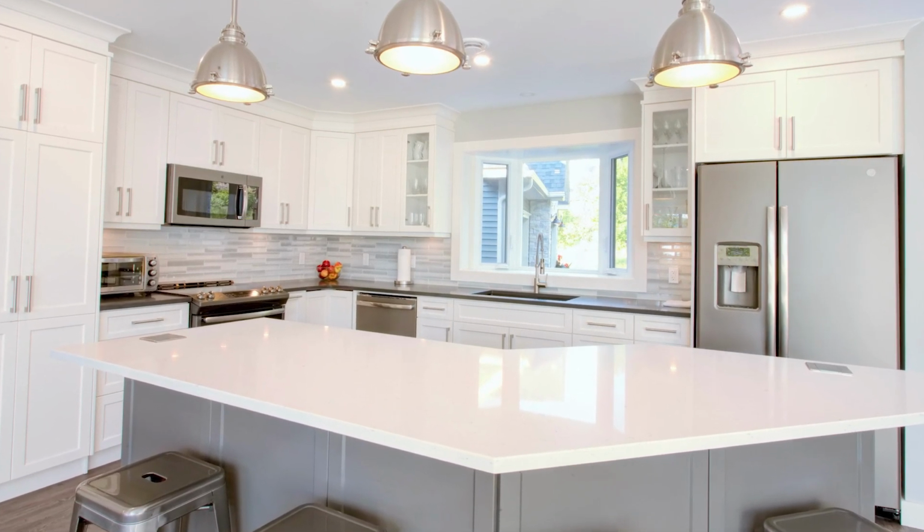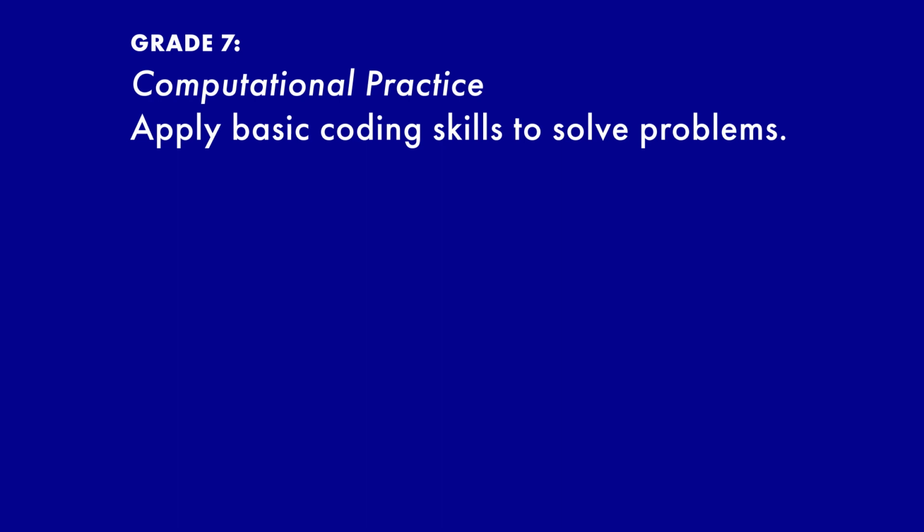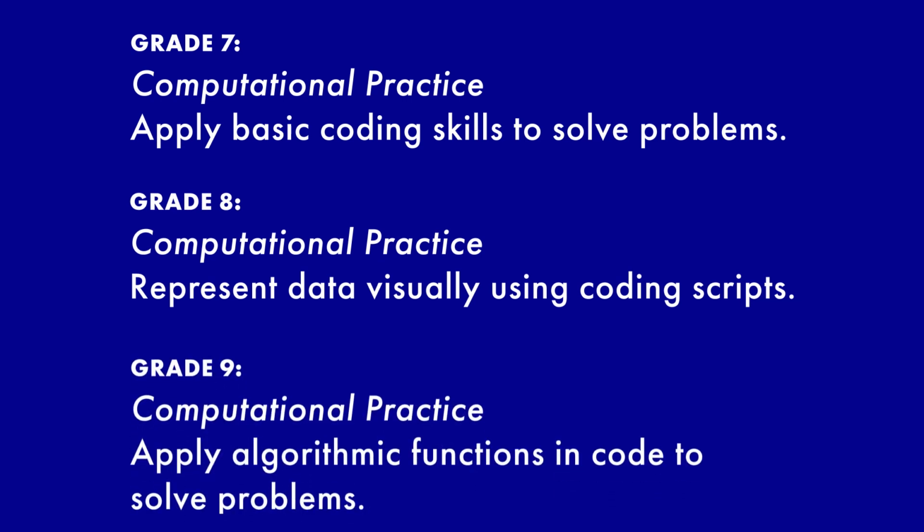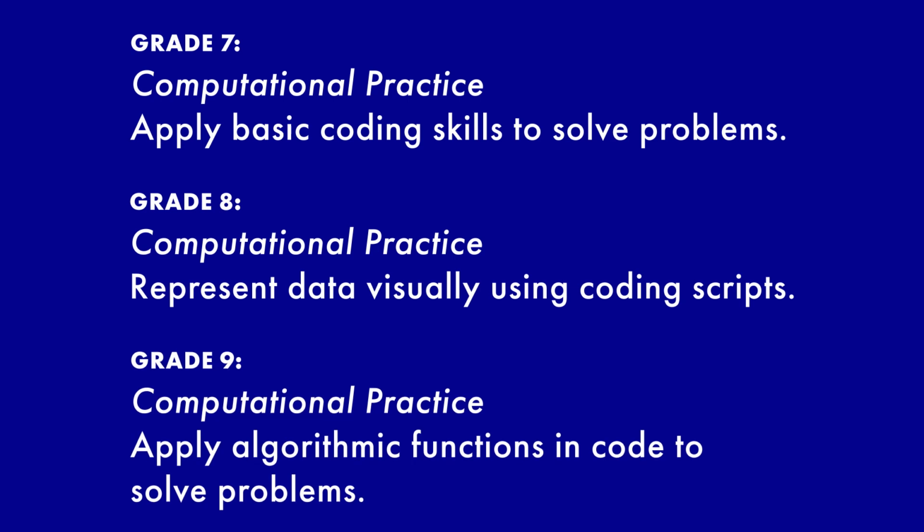Some examples of relevant curriculum outcomes include Grade 7, Computational Practice: apply basic coding skills to solve problems. Grade 8, Computational Practice: represent data visually using coding scripts. Grade 9, Computational Practice: apply algorithmic functions in code to solve problems.